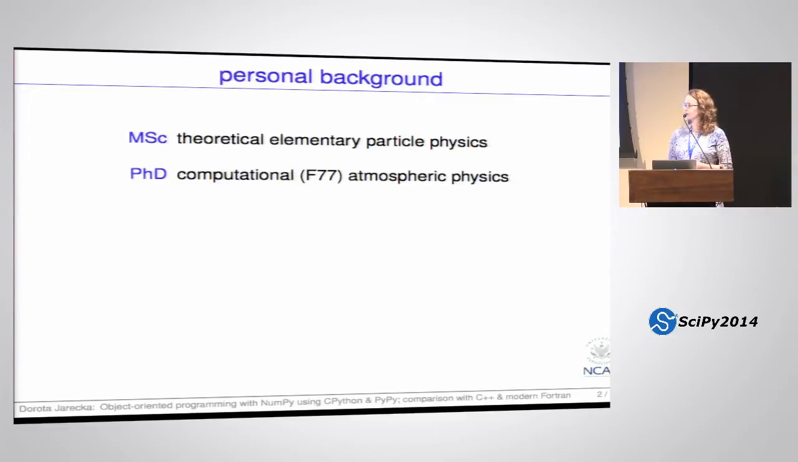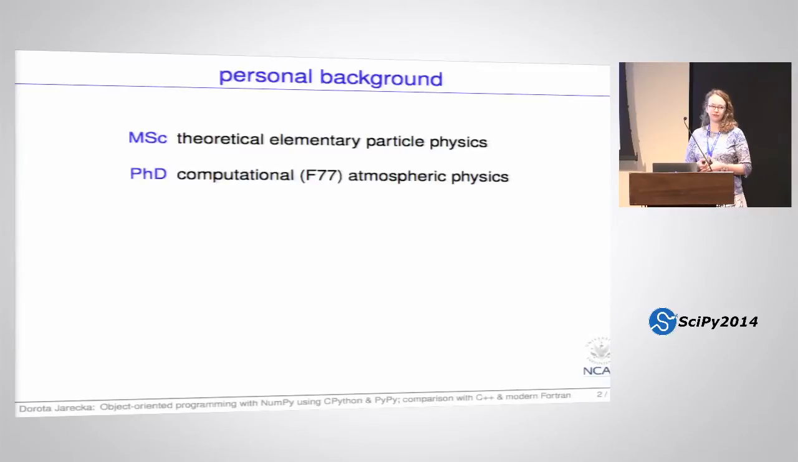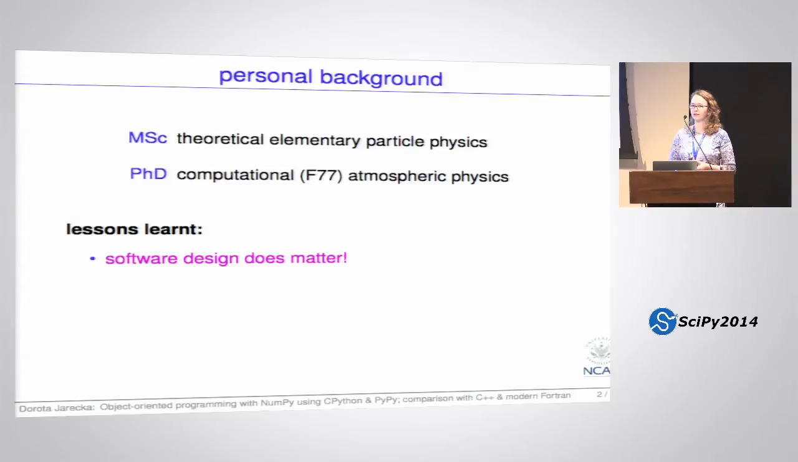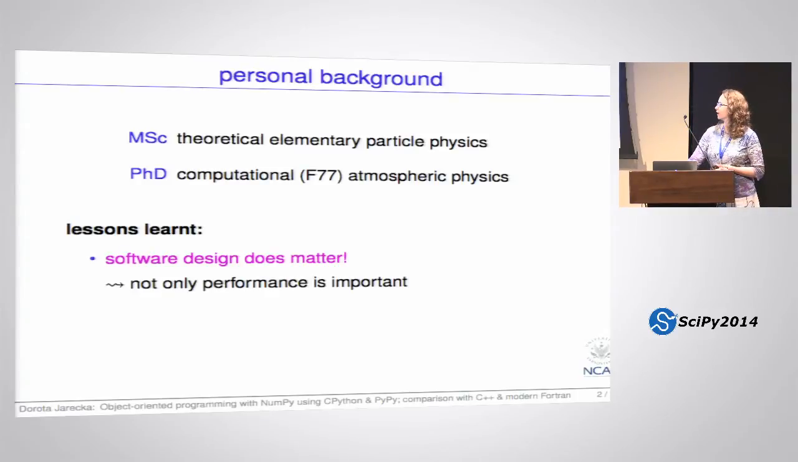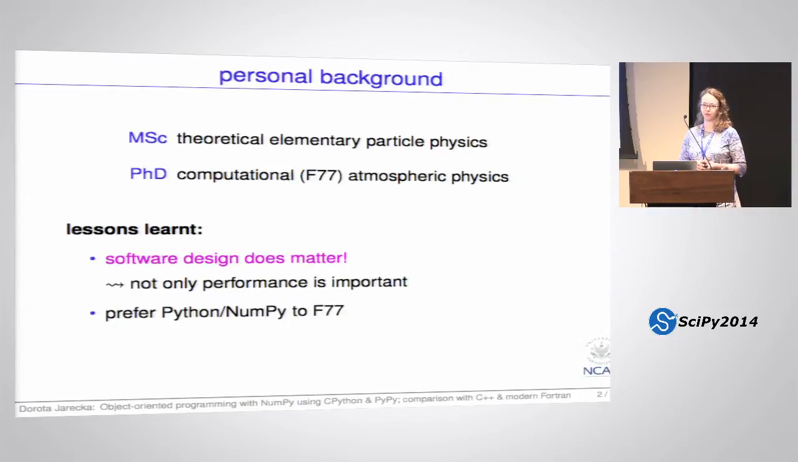Just a few words about my personal background. I did my master's in theoretical elementary particle physics, so I didn't really have experience with computational physics. And I just jumped to computational, mostly atmospheric physics. That was a big change for me. It was kind of fun, but I also had some lessons that I had to learn. Basically, that software design actually does matter, and it's not only performance that is important. It might be obvious for you, but at many different conferences, it's not. And the other thing is that I actually prefer Python and NumPy.